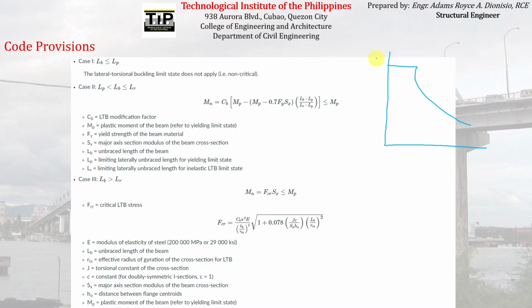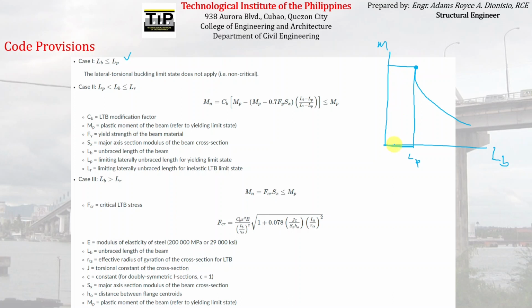Kasi ganito yung itsura ng graph, 'di ba? This is the unbraced length. So itong point na to, ito nga yung limiting value, which is LP. So kung yung LB mo daw within these limits, less than or equal to LP, therefore lateral torsional buckling limit state does not apply, i.e. non-critical, kasi nga it will be more on yielding. Okay? Yung steel beam mo will behave more on yielding. Hindi siya magla-lateral torsional buckling.